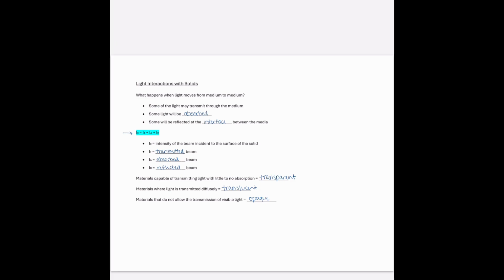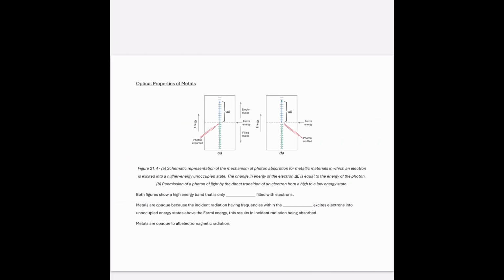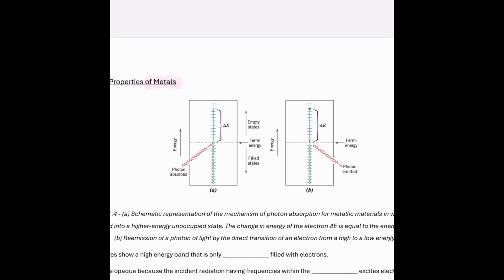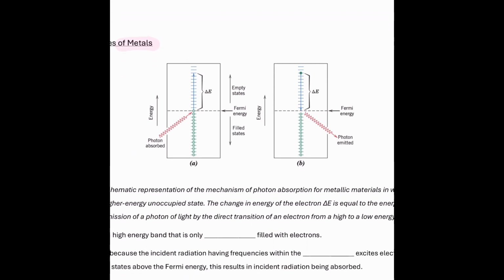All right, we're going to move on now to optical properties of metals in particular. So we just talked about some general material terms and formulas. Now we're going to look at metals. So obviously that's a big part of this course. So here we have this lovely diagram. We'll just take a look at it. We've got some new words: Fermi, energy, photon, absorbed. What are we talking about here?